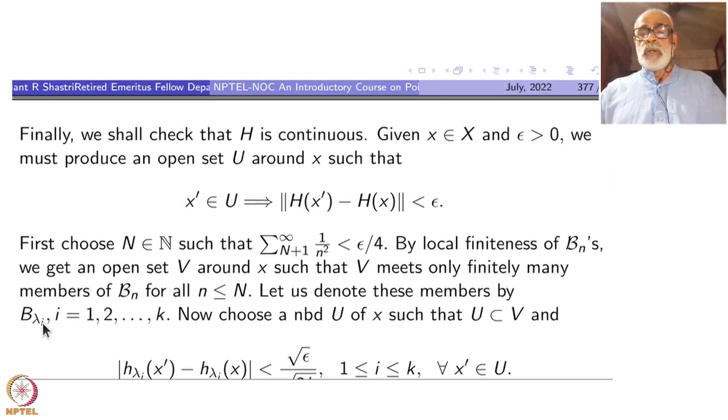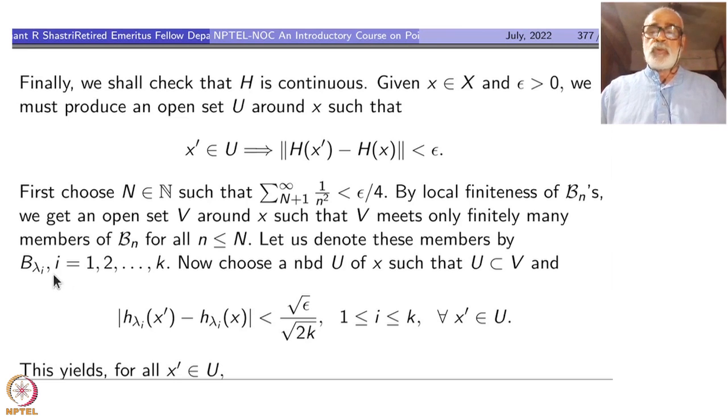Alright. Let us denote these members by B lambda i. So B lambda i will all belong to B1, B2, B3 or up to BN, where I don't care. So totally they are in number K, finite. Now choose a neighborhood U of x such that U is inside this V, a smaller neighborhood I am going to choose, and for these finitely many continuous functions, the modulus of h lambda i of x prime minus h lambda i of x is less than some epsilon I have chosen carefully, the square root of epsilon by square root of 2k, choose neighborhoods.